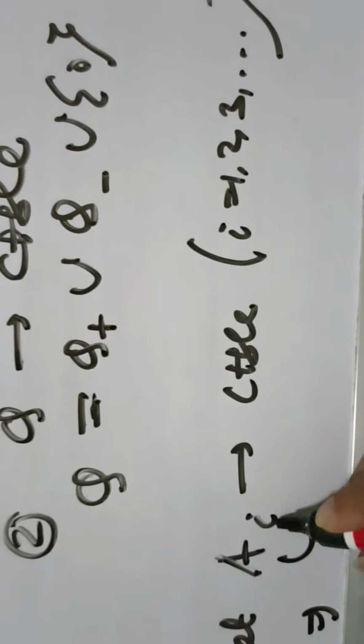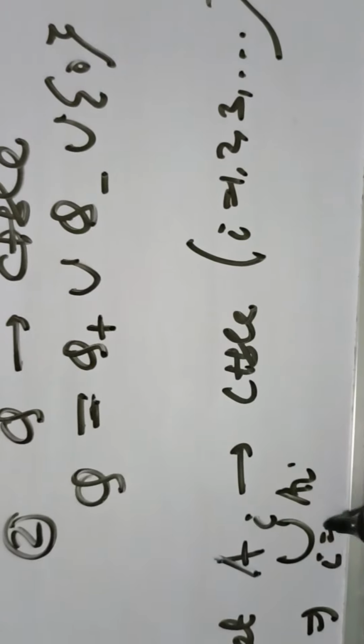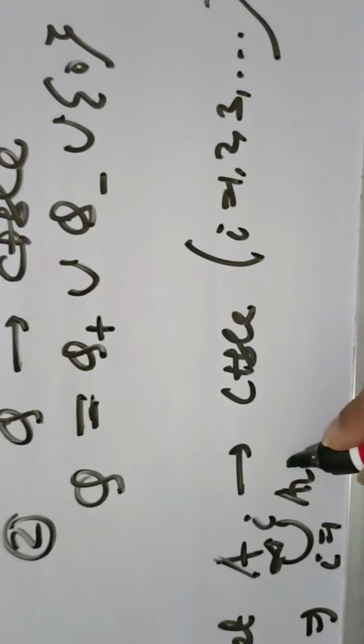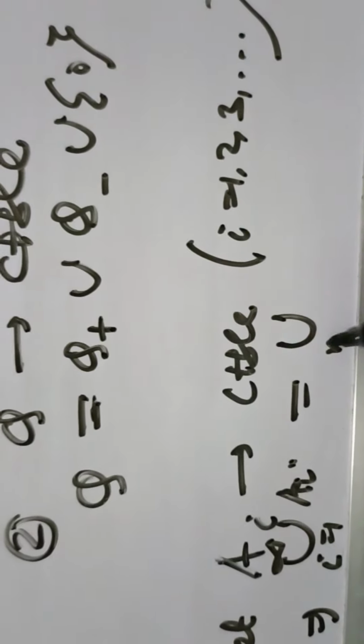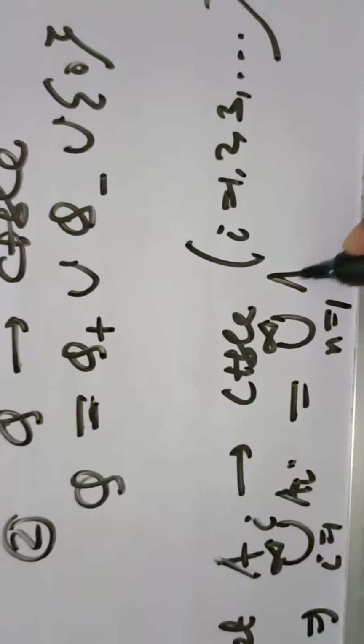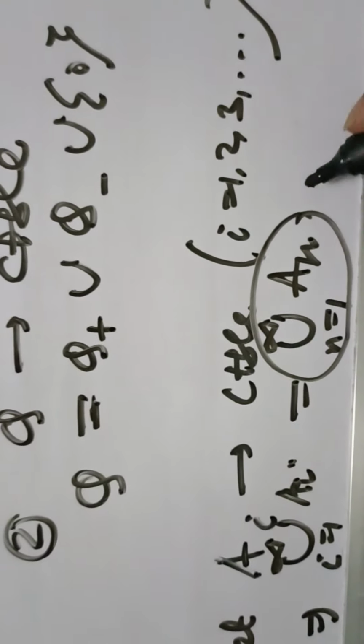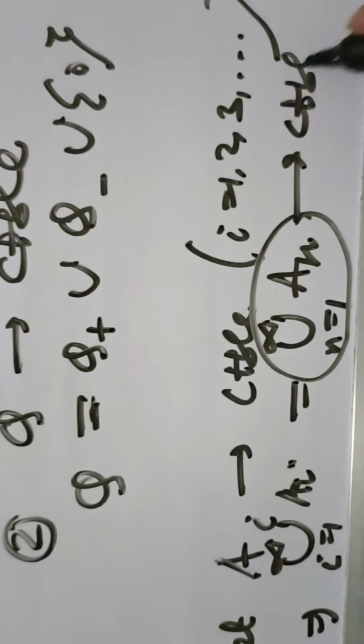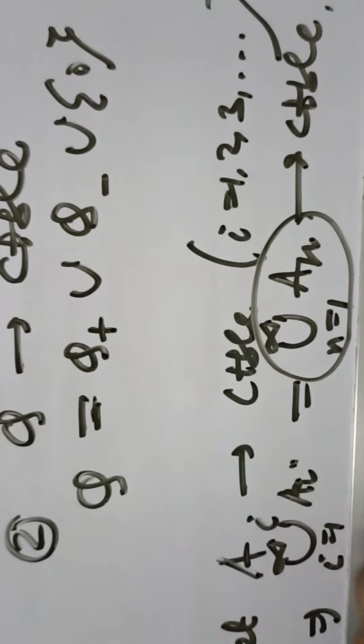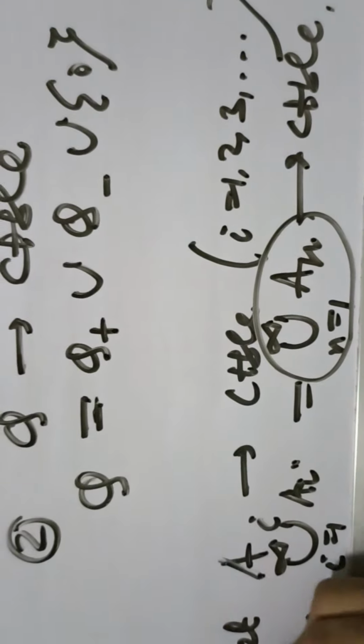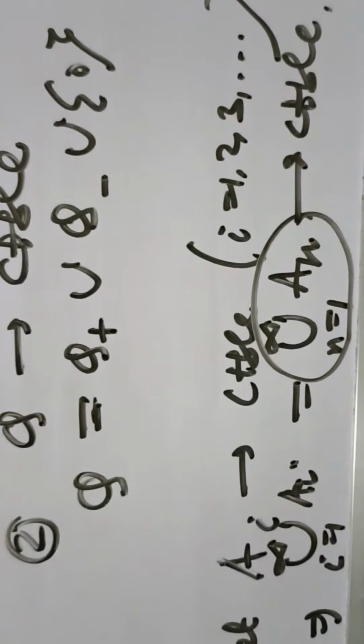Then their countable union, the union from i equal to 1 to infinity of Ai, or you can write it as the union from n equal to 1 to infinity of An, is a countable union. A countable union of countable sets is countable. This is also a theorem. You can find it in any book of real analysis. I am not going to prove this.